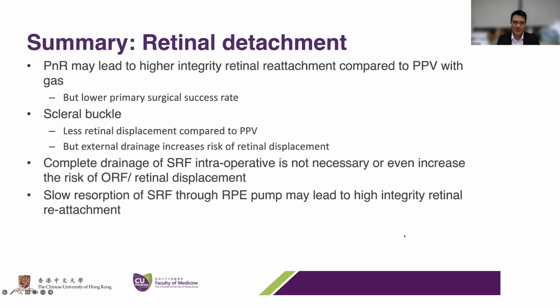All right, so in summary, regarding retinal detachment, pneumatic retinopexy may lead to higher integrity of retinal reattachment compared to vitrectomy. But we also need to remember that the primary surgical success rate is also lower. So we need to consider all of these points when we determine which surgery we offer to our patients. Scleral buckle, as expected, also has less retinal displacement compared to vitrectomy, and external drainage may increase the risk of retinal displacement.